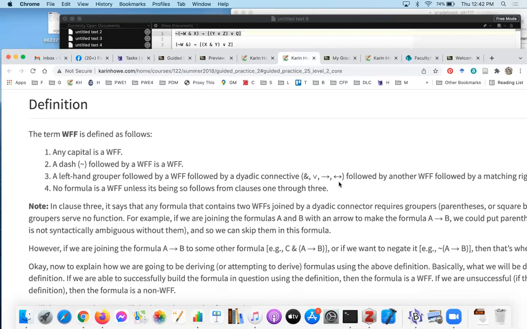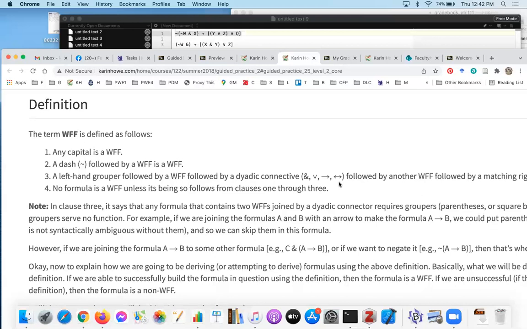Okay. And then finally, clause 4. You're never going to use clause 4 in any of the derivations. Clause 4 just says that there's no other way to be a well-formed formula except through clauses 1, 2, or 3, or some combination thereof.